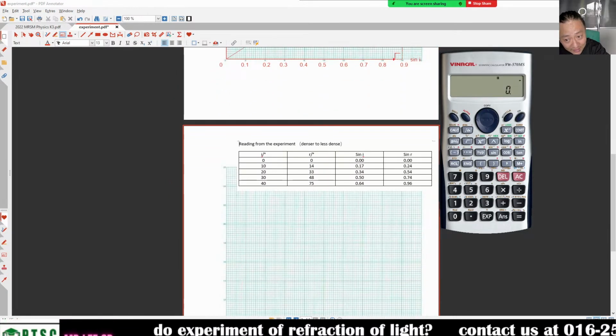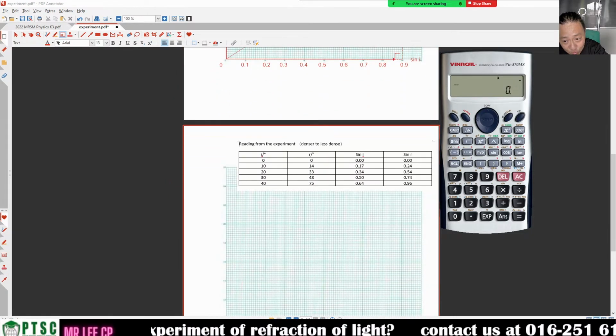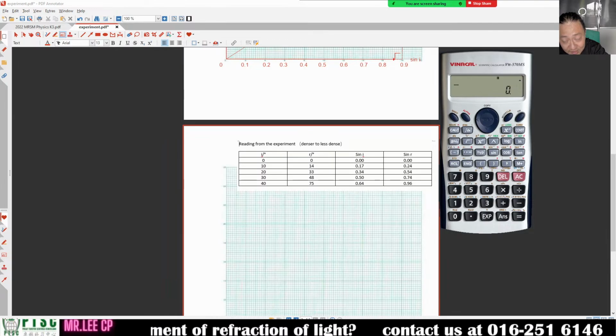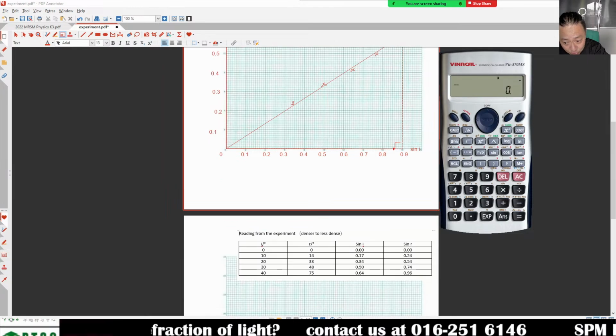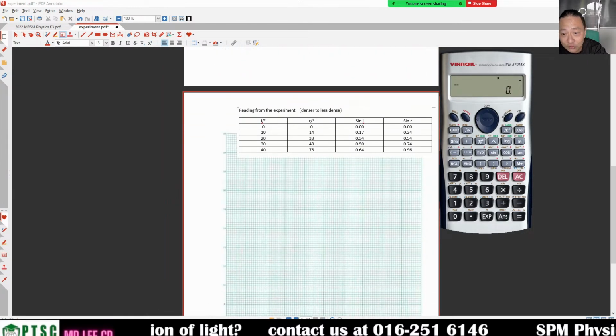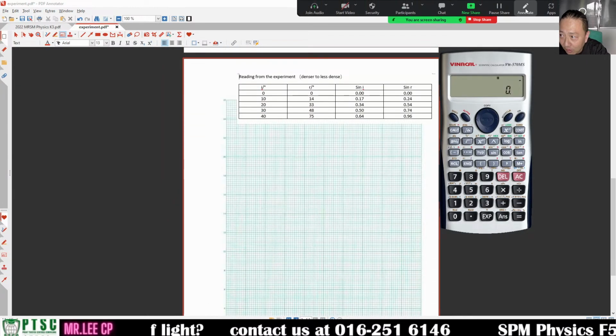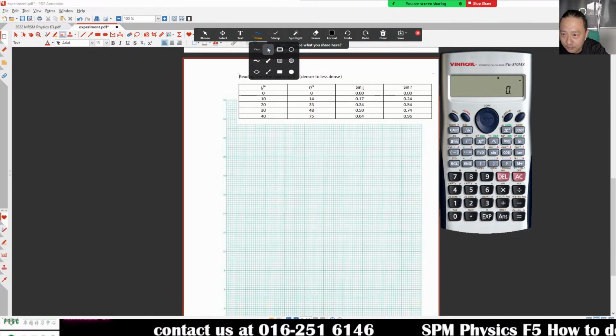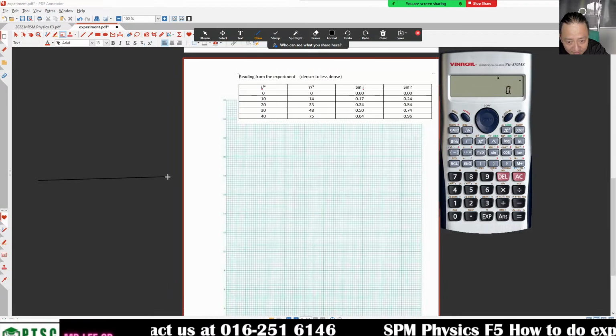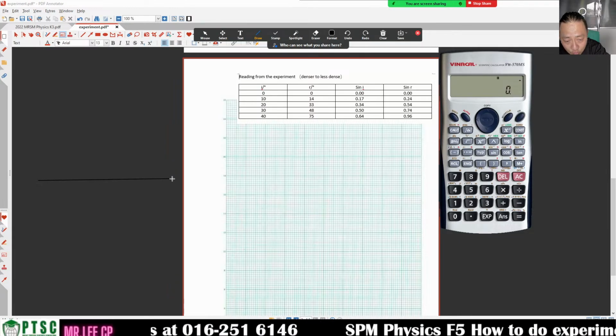Now, I start from here. Alright, I do this one. I want to do the experiment of denser to less dense. No question from here, then I will start to do this already. I do both for you. Now, come back to the question. This one is exactly the same. You draw one straight line.